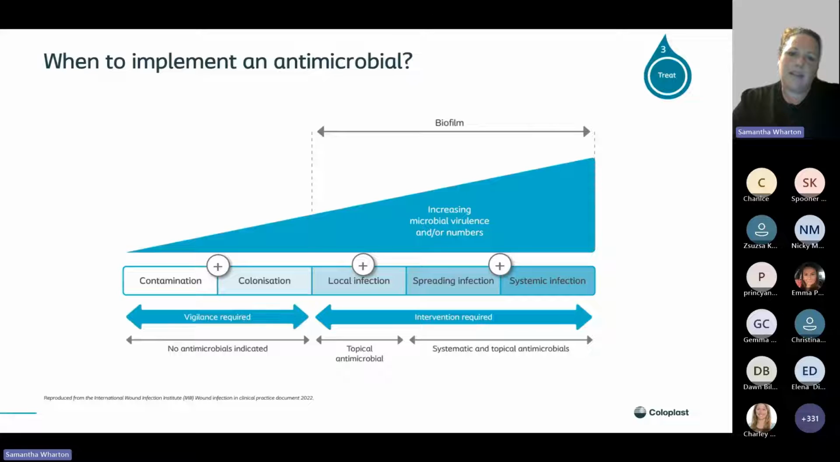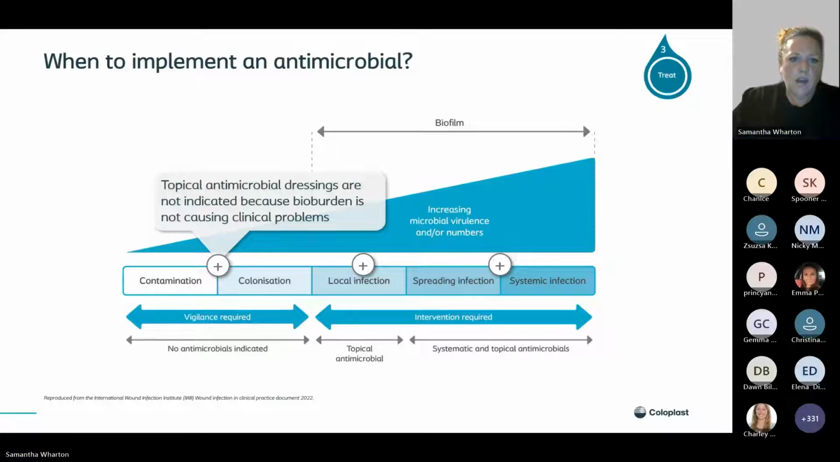So when do we implement an antimicrobial? When we're at the contaminated and colonization stage, we just need to be vigilant. We just need to keep an eye on that wound, make sure it's progressing as you would expect, and no antimicrobials are indicated at this point. It's just about being visual. There's no bacterial burden. It's not causing any response in the patient. So like I say, it's not indicated to have an antimicrobial at this point. It's just to be vigilant and looking.